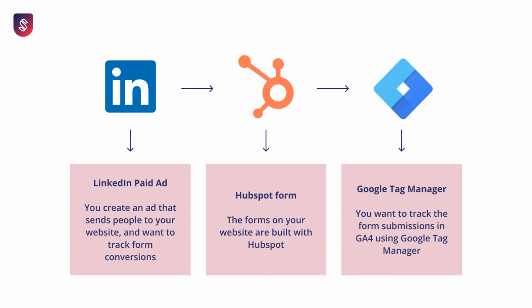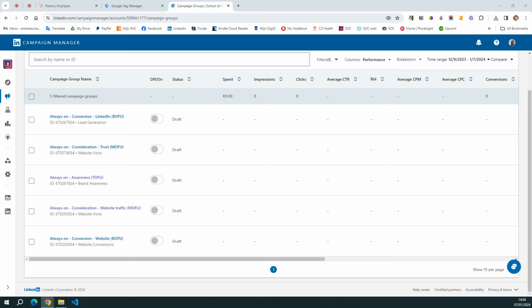So for this tutorial, you will need to get access to LinkedIn paid ads, to HubSpot forms, and to Google Tag Manager. In Campaign Manager, you will create the ads that will send people to your website. And you want to know which HubSpot forms were submitted by people coming from this paid traffic. As I said, all your forms will be HubSpot forms. Finally, Tag Manager will track all these form submissions in GA4. Let's start with Campaign Manager.